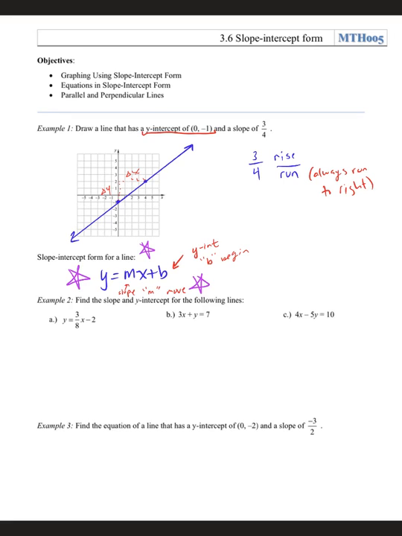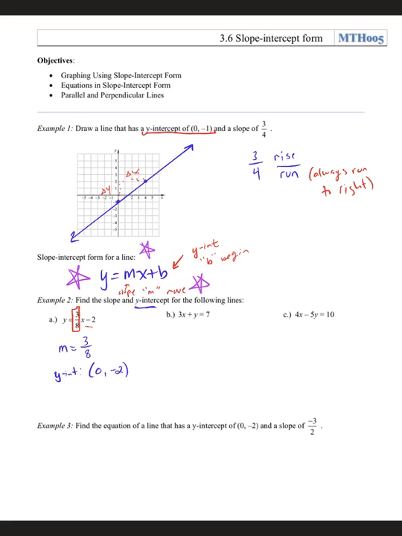So for the first one, y equals 3/8 x minus 2. This is in the form of y equals mx plus b. It is in the slope-intercept form. So therefore, we know that our slope, our m, is always going to be the coefficient of the x. So the slope here is 3/8. Keep in mind, it's not 3/8 x, it's only the coefficient 3/8. Now, we will have to answer the y-intercept. Remember, the y-intercept is always going to be a point. So the y-intercept here is going to be the point (0, -2), because that's what we have there. So there is our answer for that one.